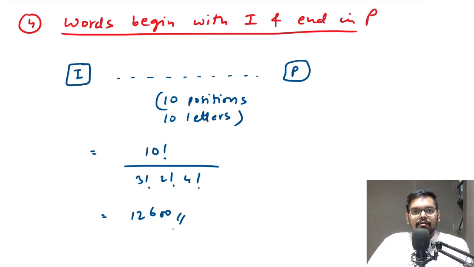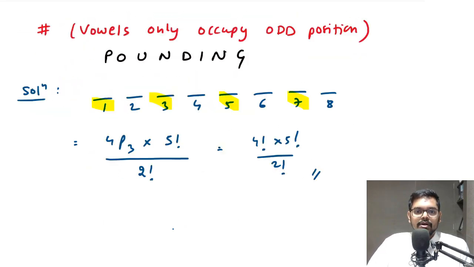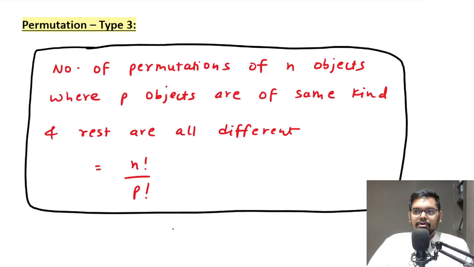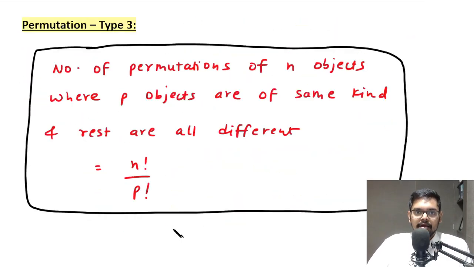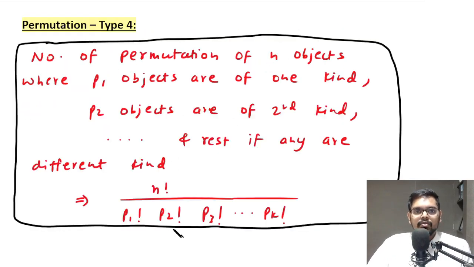And that's it for today. I hope you enjoyed the class. You got the mastery in the topic of permutation part 2, which had 2 new types. This was type 3 and this was type 4. Actually type 3 is a subset of type 4 only. So if you remember type 4, type 3 is by default covered.